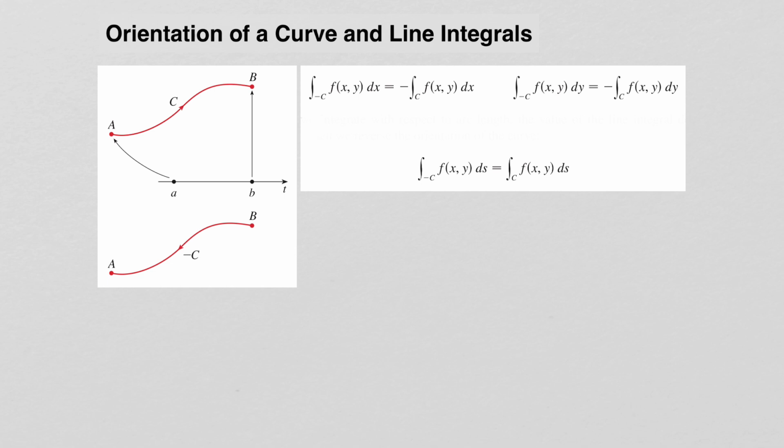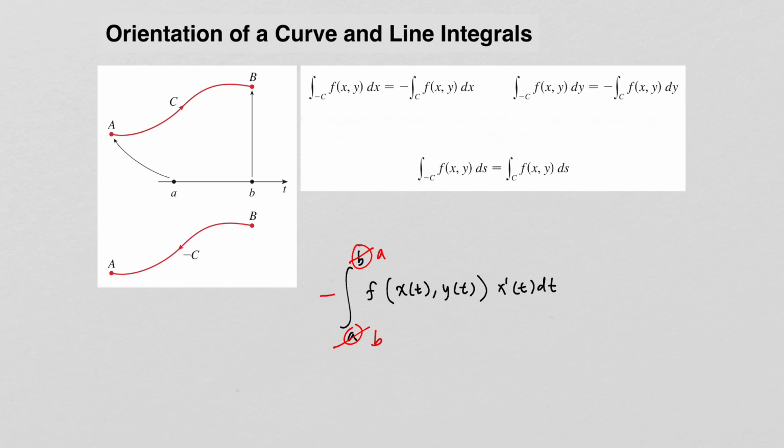The easiest way to think about it is when you're integrating, you're going to have some limits for t, which might be something like a and b here. And then you'd have f of x of t, y of t, and then you would have either x prime of t dt or y prime of t dt. But if I switch the orientation of the curve, in essence what I'm doing is I'm switching the limits. And we know that if we switch these limits, a and b, this puts a negative on the outside.